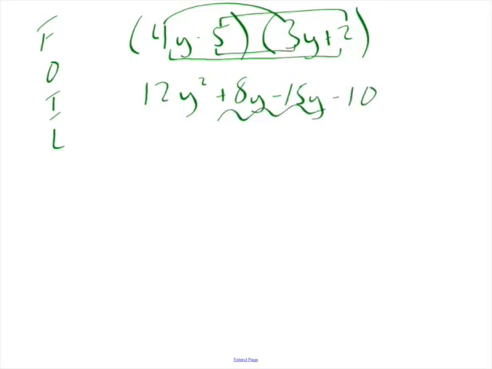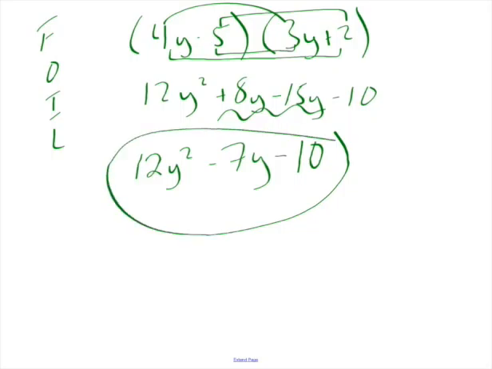Combine the two terms in the middle. And so you get 12y squared minus 7y minus 10. And so this would become your final answer. Alright, so this is FOIL, guys. You need to be able to do this.